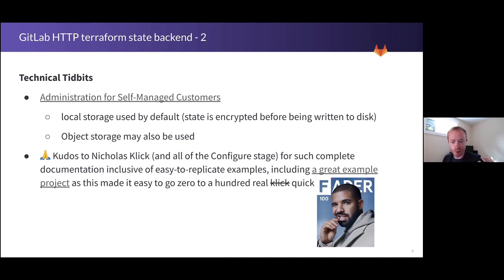For now, the technical tidbits here are that if you're a .com user, you really don't need to think about it. It just works, and I can show off where the HTTP endpoint exists and how that looks. If you're a self-managed customer, today the technical tidbit is we use local storage, so it's like /var/opt/gitlab something, where state is stored, and GitLab does encrypt that state. But you can also opt to use object storage, such as Amazon S3.